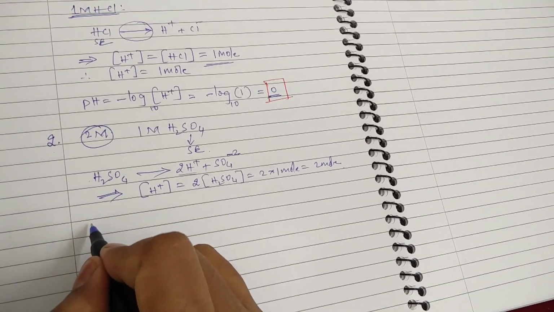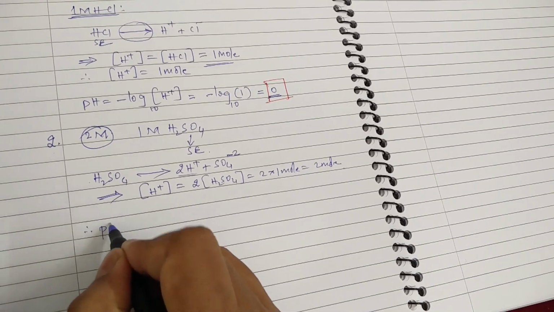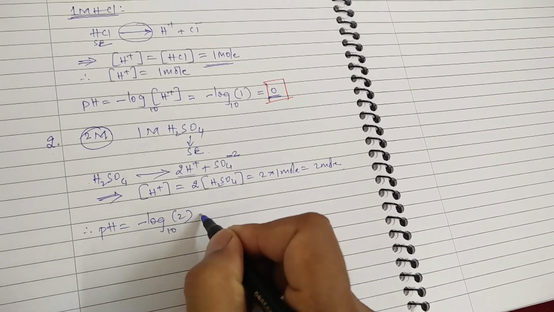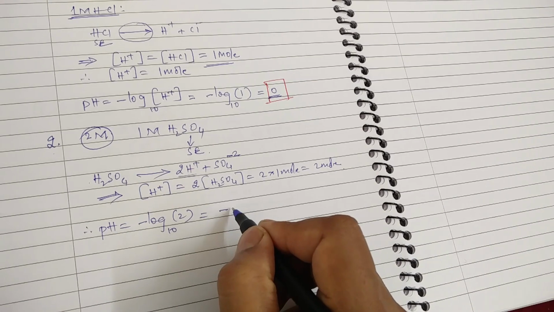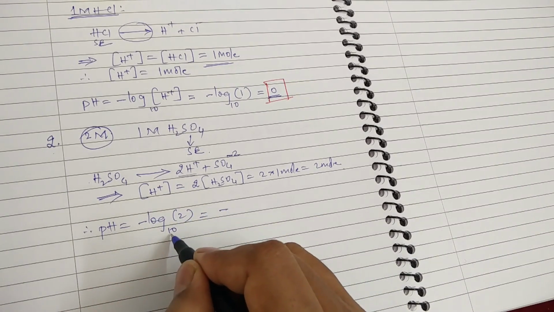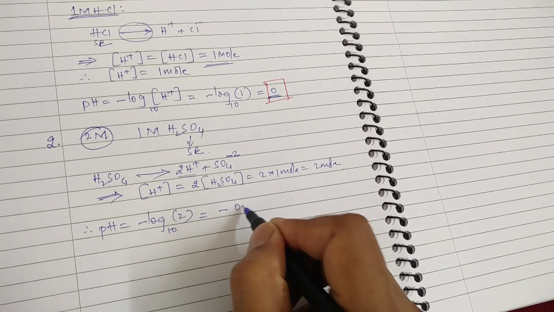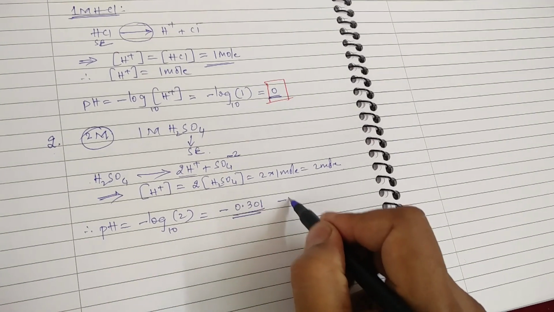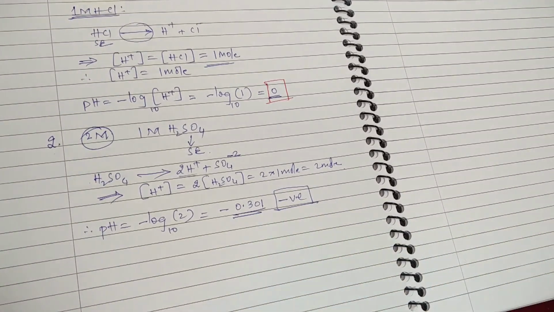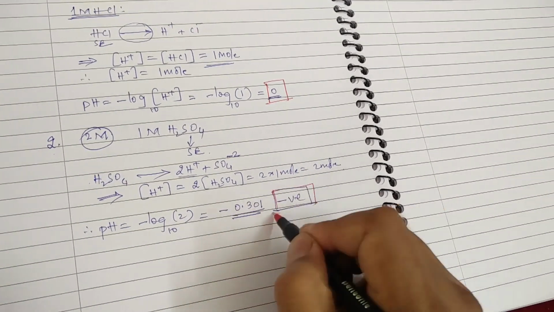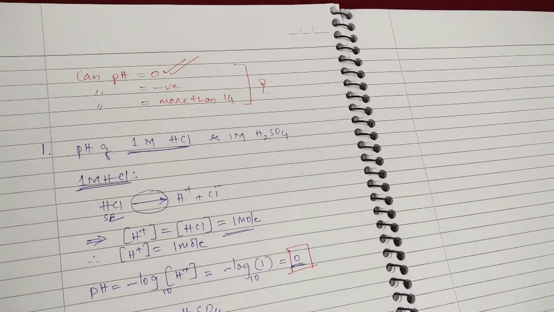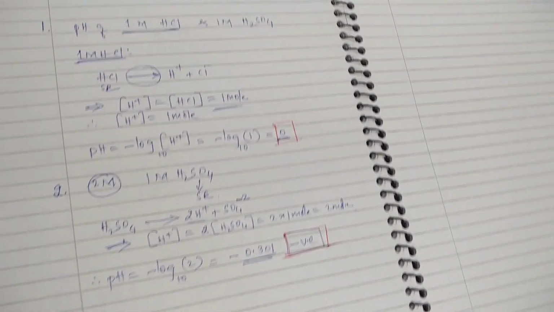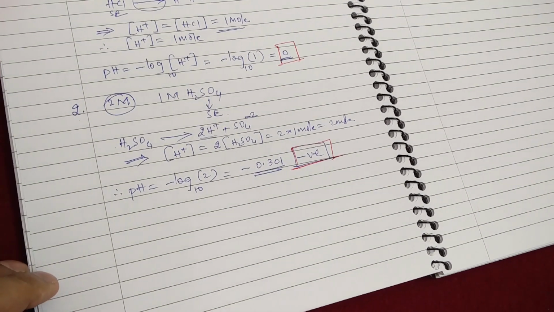Now, pH is equal to negative logarithm of 2 to the base 10, which is equal to minus log 2. Log 2 to the base 10 is 0.301. It means that pH can be negative. See here, we asked this question, can pH be negative? Yes, pH can be negative. Now let's go for another example.